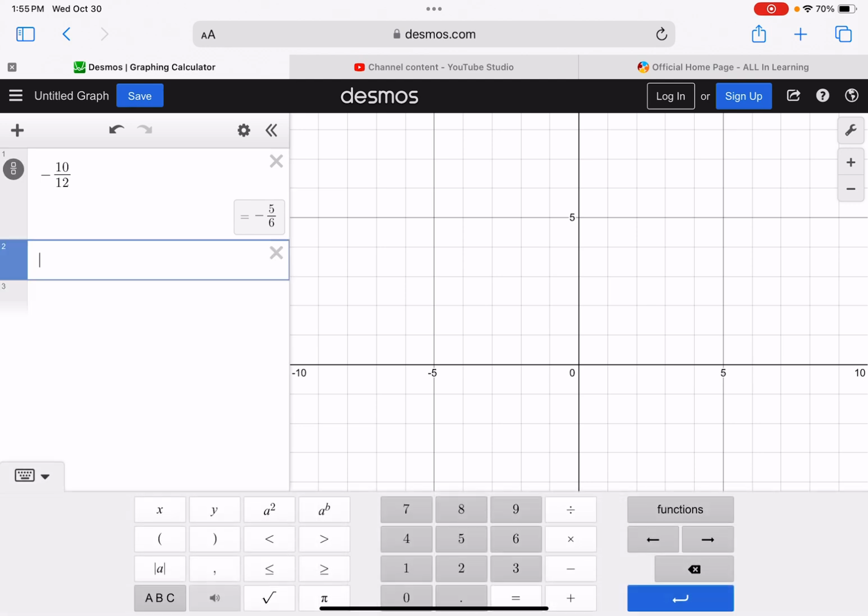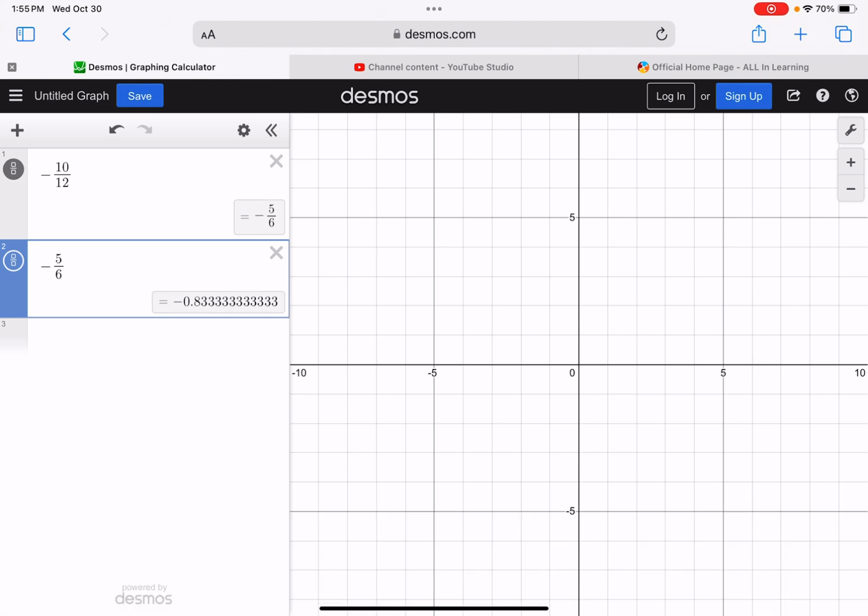And let's say we didn't know that negative 5 over 6 was already in simplest form. So I'm going to go ahead and try that. Negative 5 divided by 6. And you can see that again, it turns it first into a decimal. But if we click on that fraction symbol on the left side, you can see that it turns it back into a fraction.